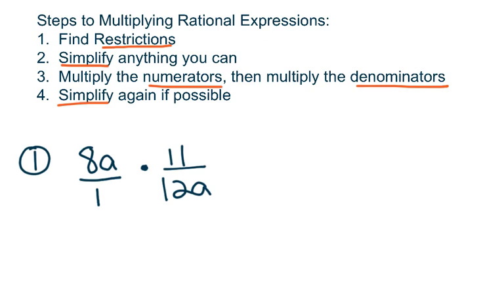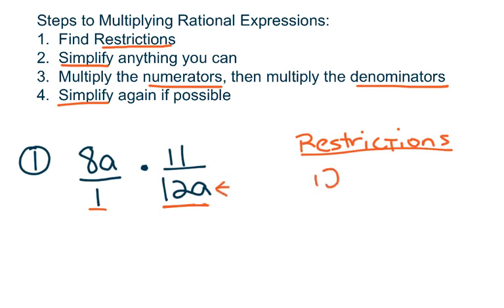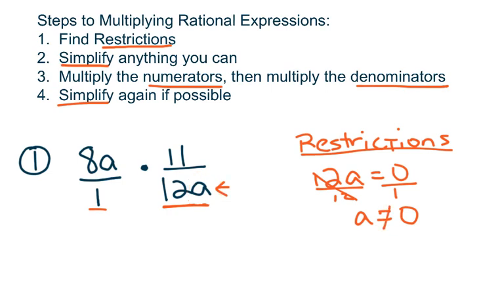All right, we need to find our restrictions. Now, I'm going to look at my denominators. I have an a, or a variable, in this one, so I'm going to do 12a equals 0, and then I'm going to solve for a. So divide both sides by 12. So a equals 0. What that tells me is if I plug 0 in here, 12 times 0 is going to be 0. We can't have that. So my restriction is going to be at a equals 0. Again, you can also type that into your calculator and see that there is an asymptote, or a hole, at x equals 0.